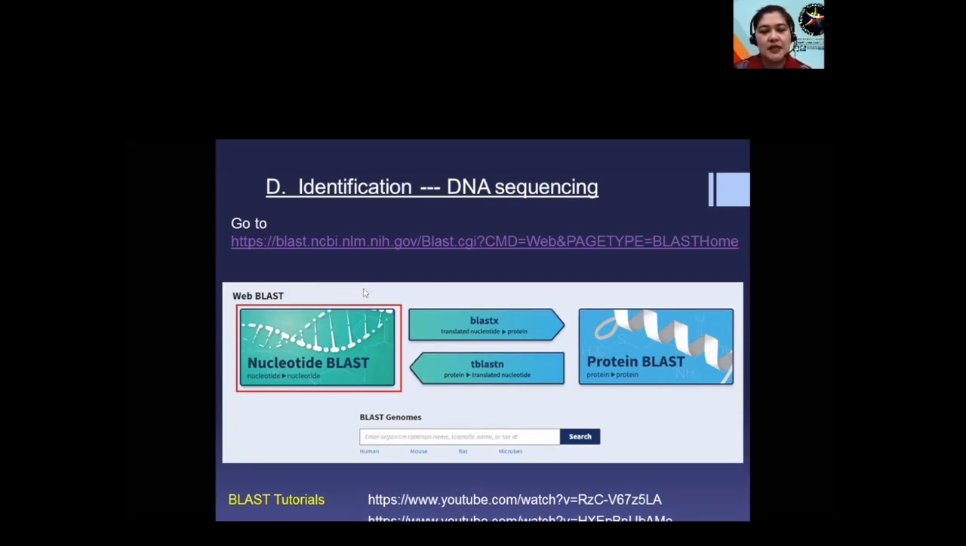Okay? So we click this. I hope gagana po siya. And then, eto po, andito po tayo sa enter accession number or FASTA sequence. You remember your notepad? Ito po ang sequence natin. So, Control A, Control C to highlight everything and copy. And then, Control V to paste it all there.